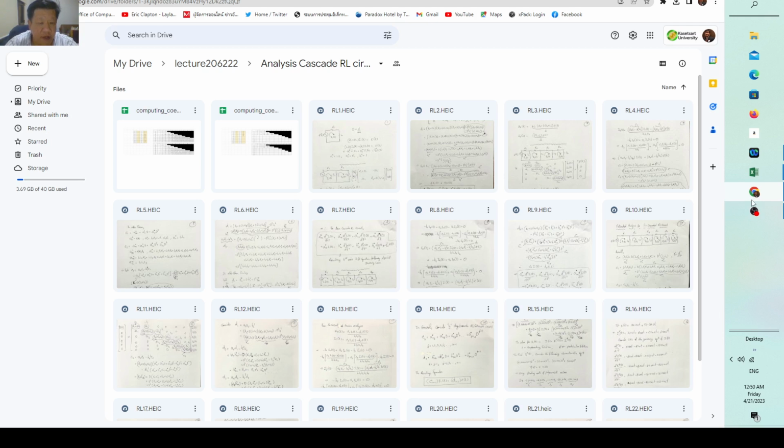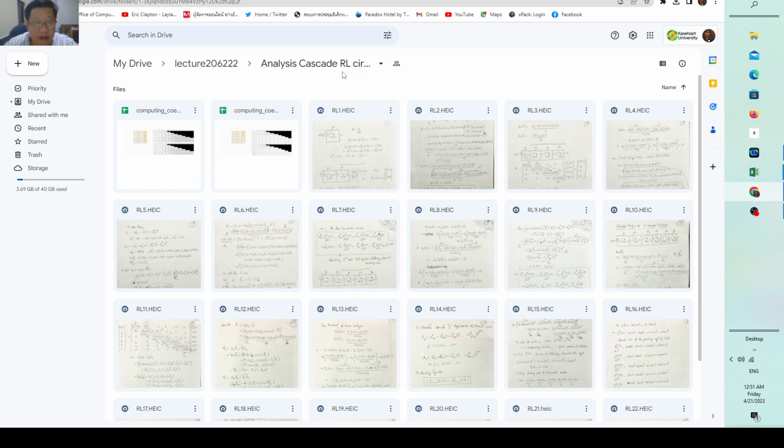The screen that you are seeing is the updated one. I did put some additional material here, on the folder called analysis cascade RL circuit. I think that you all know the link to get into this folder.